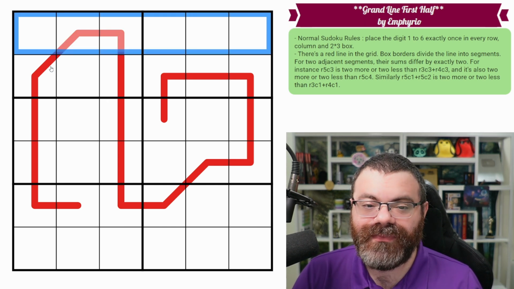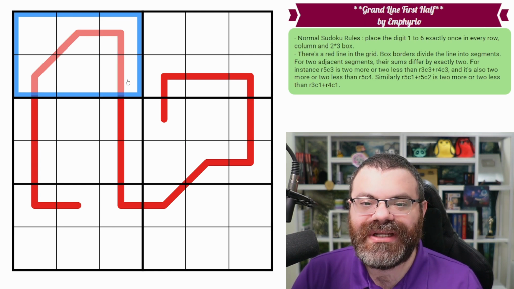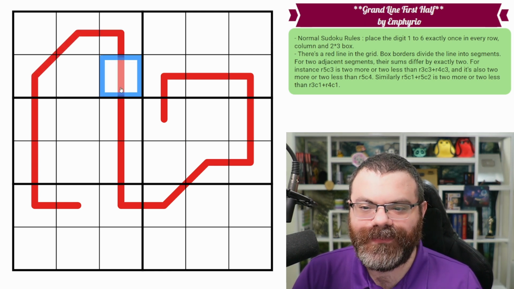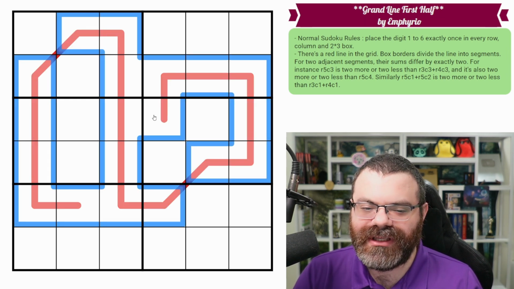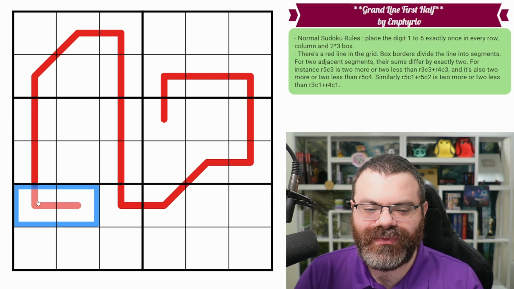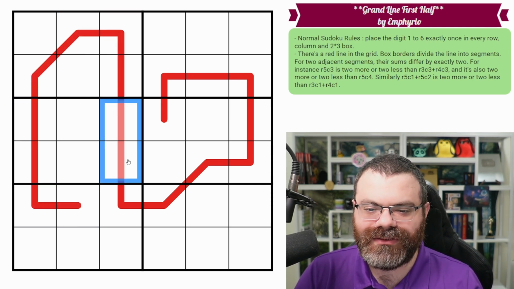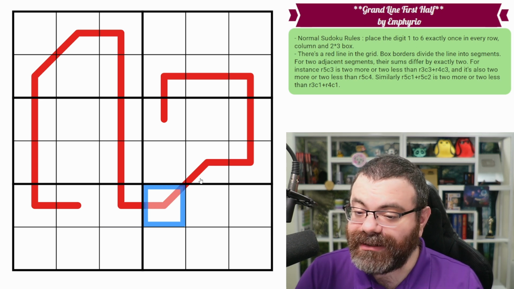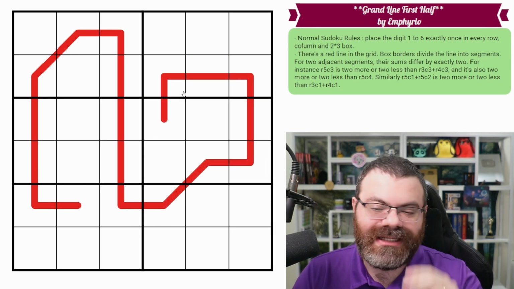In every row, every column, and every 2x3 box, we are placing the digits 1 to 6 exactly once each. We also have this long red line in the grid. We're going to treat this line as segmented by box boundaries. So this would be a segment. Here's a segment. This is a segment of 4 length, 2 length, 1 length again, 3 length, 3 length, and 1 length. So we're segmenting up this red line.